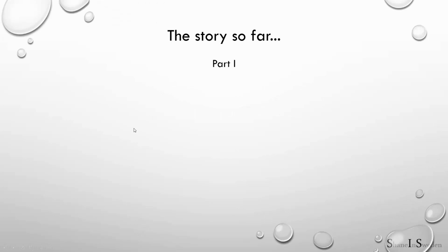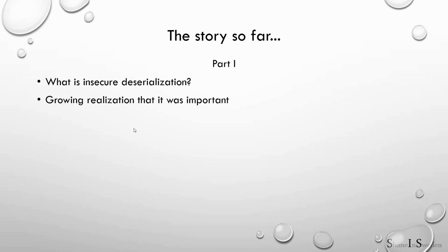Okay, so the story so far. In part 1 of this video series, we had an introduction to insecure deserialization. We looked at what it is and why insecure deserialization is actually a problem. We looked at the history behind the growing realization that this was an important threat, ultimately leading to it being included in the OWASP Top 10 Threat List 2017 version. We discovered that insecure deserialization is something that even affects us in the .NET community. I think there were many people who really believed that it was confined to other languages like Java or PHP.